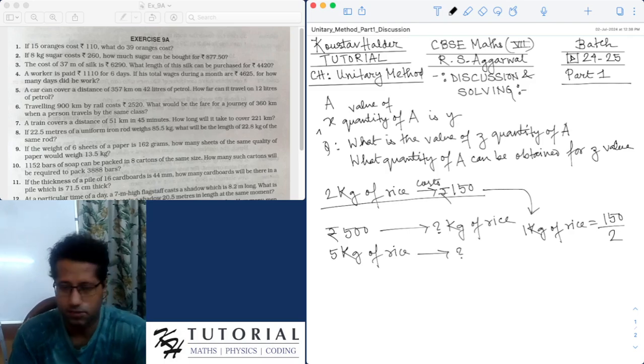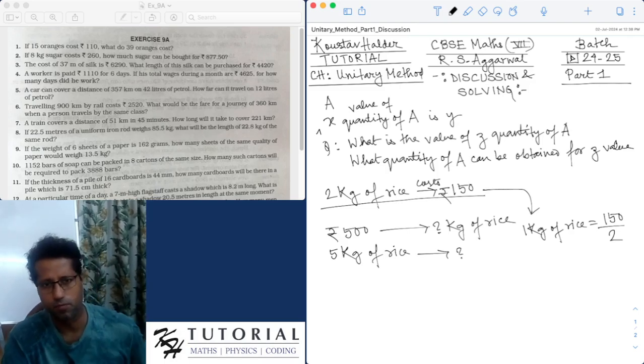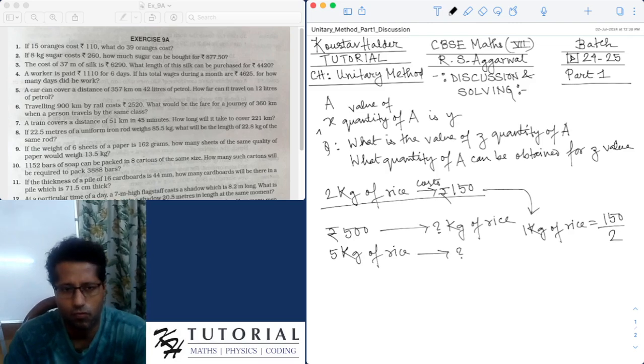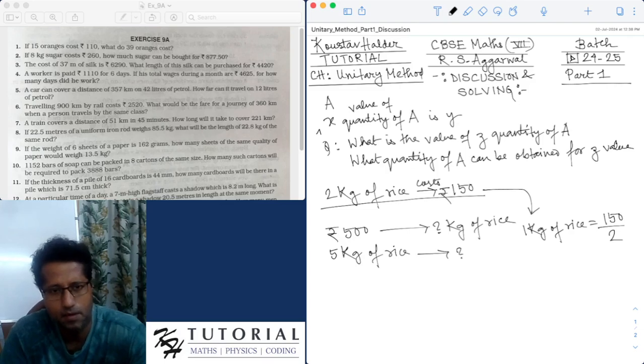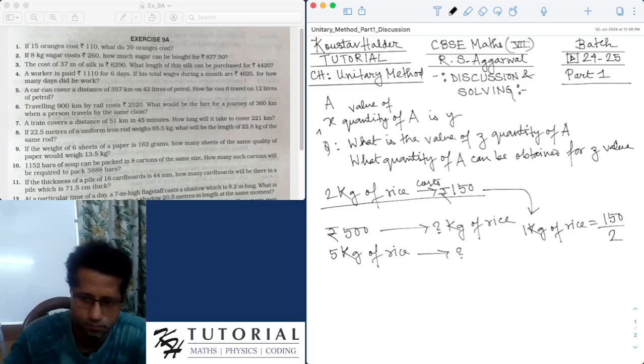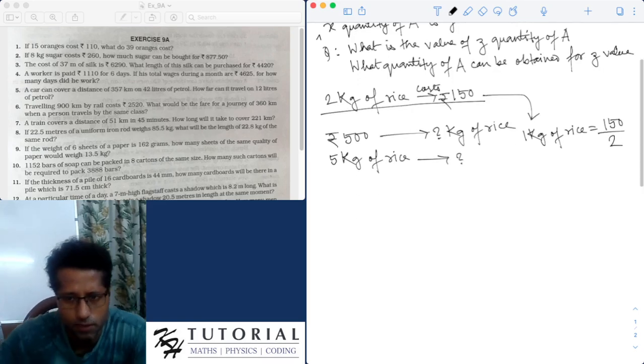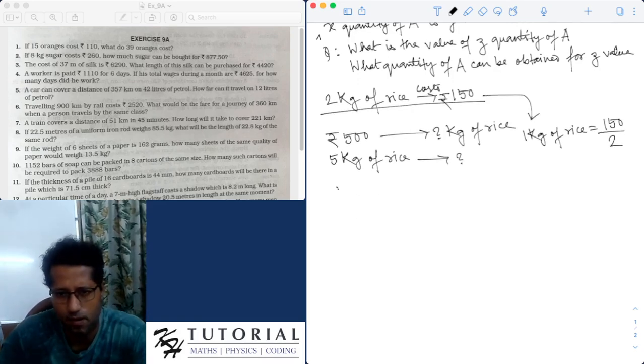Now let's discuss what is direct variation or proportion of two quantities. You can follow the notes on the left hand side. Two quantities A and B are said to vary directly if the ratio A is to B, or A by B, remains constant. So there are two quantities A and B. These two quantities can be anything.